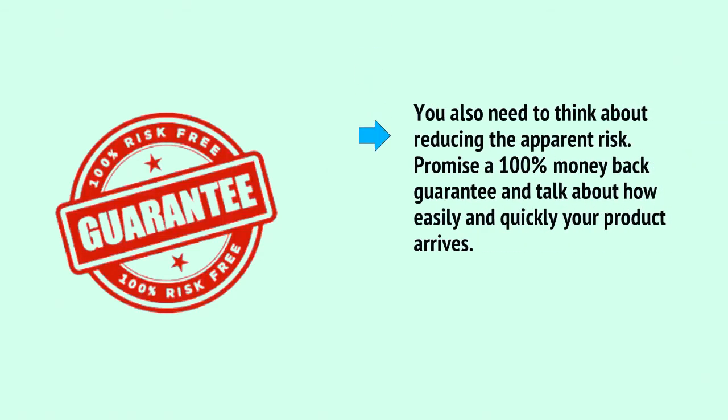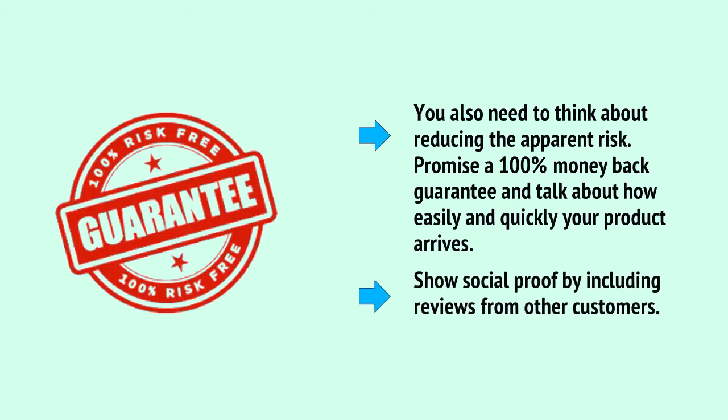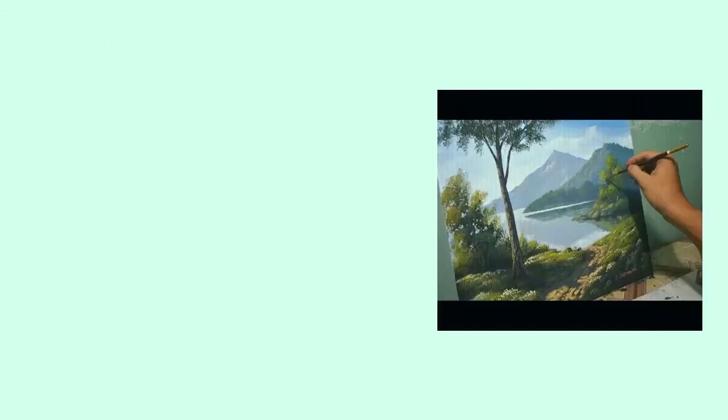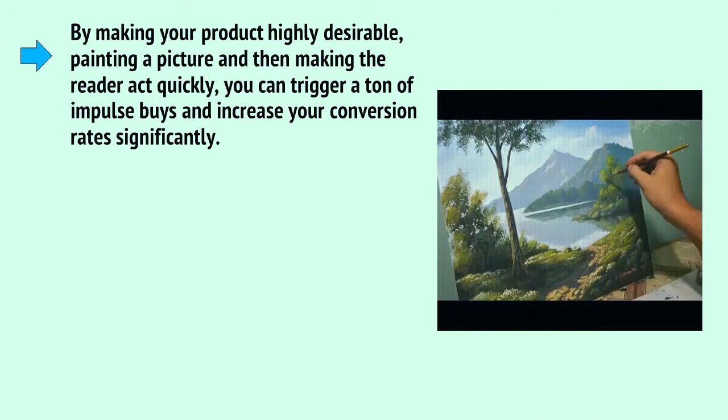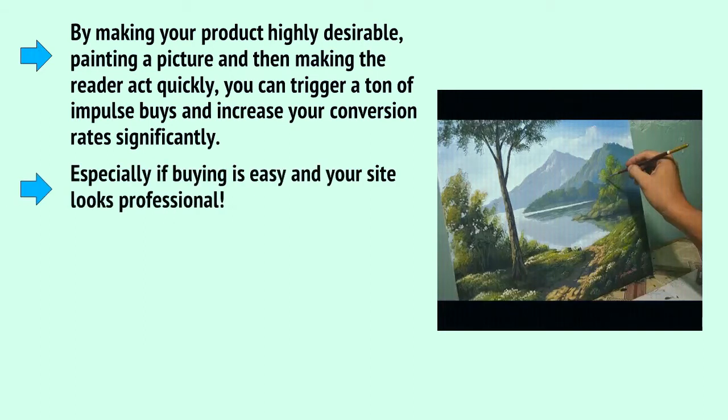Likewise, you also need to think about reducing the apparent risk. Promise a 100% money-back guarantee and talk about how easy and quickly your product arrives. Show social proof by including reviews from other customers. By making your product highly desirable, painting a picture and then making the reader act quickly, you can trigger a ton of impulse buys and increase your conversion rate significantly, especially if buying is easy and your site looks professional.